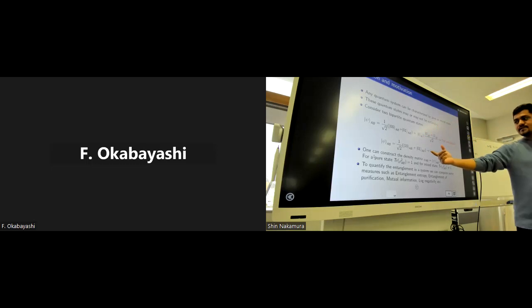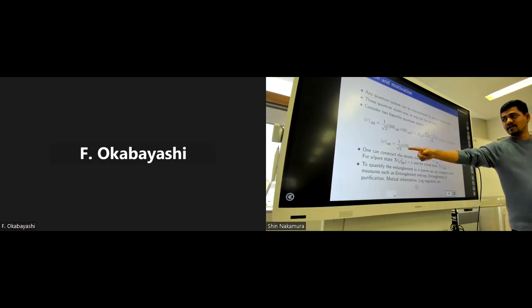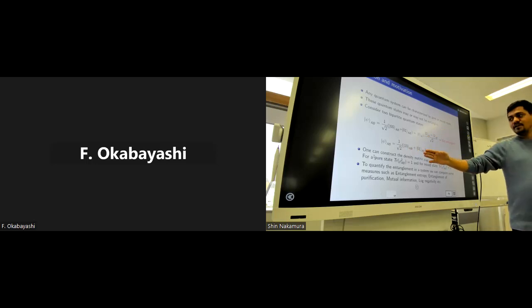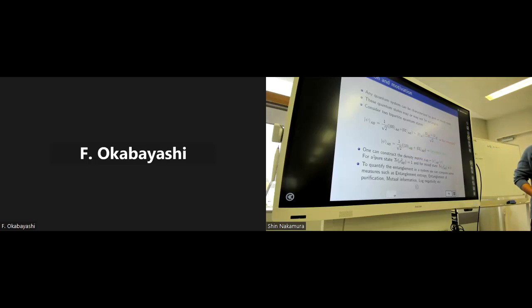But if I take another example, I cannot write this state in this product form. So that means if I measure, let's say A, and I get 1 here, then that immediately tells me that B has outcome 0. That means I can extract information about one subsystem by measuring the other. So these states are entangled with each other. This is one example of an entangled state.